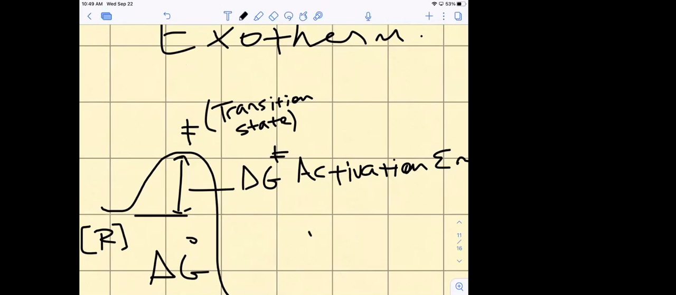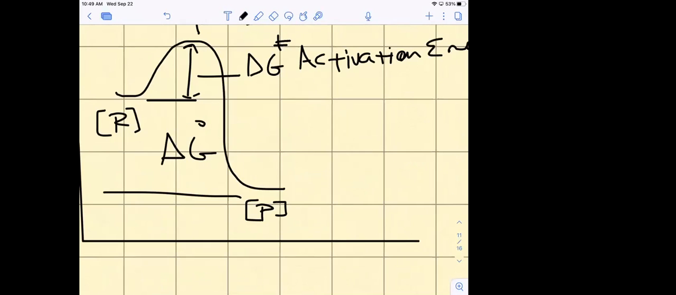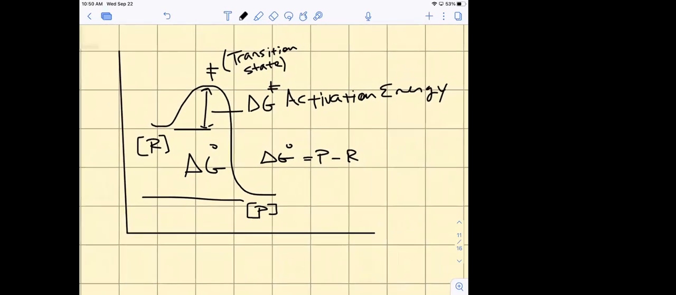All right, so that's your activation energy. Your Gibbs free energy, in this case, is products, delta G naught is products minus reactants. Notice the products here are lower in energy than the reactants. So this number is going to be negative.